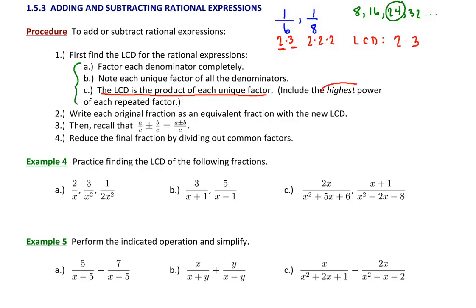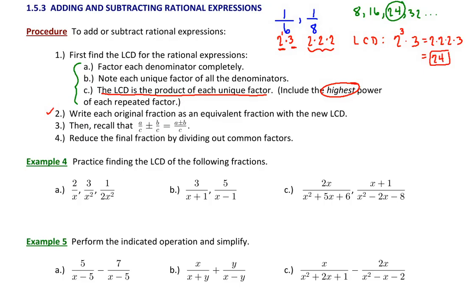However, we're also to include the highest power of the repeated factor. The highest power of 2 in my first denominator is 1, but notice it repeats 3 times in our second denominator. So we would need to repeat it 3 times in our LCD. That is, our LCD would be 2 times 2 times 2 times 3, or 8 times 3, which is 24. Now, that is basically the approach that we're going to take whenever we have rational expressions or expressions that contain polynomials.